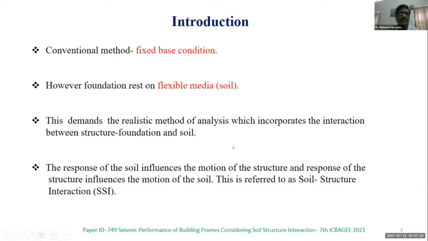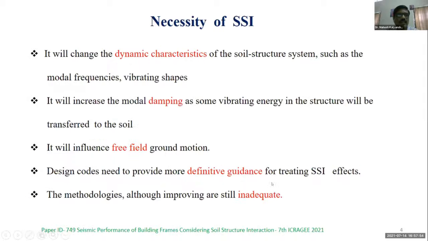As we know, the fixed base condition is the conventional method of analysis. However, it is not realistic, as we are aware that structures rest on a flexible medium. Therefore, this demands a realistic method of analysis which incorporates the interaction between the structure, foundation, and the soil. This process of considering the response of the structure and the response of the soil together, we call soil structure interaction.